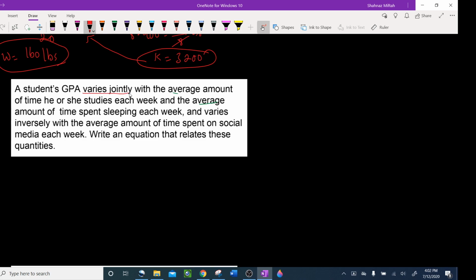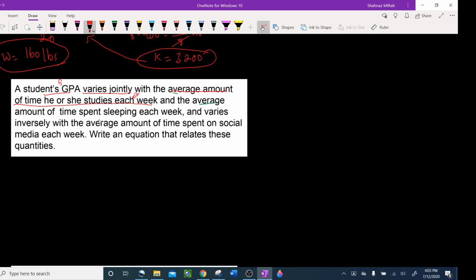So we're going to do varies jointly, which means we are going to put together some of the variables. The average amount of time he or she studies each week. Let's do for students' GPA, I'm going to use the variable G, varies jointly with the average amount of time he or she studies each week. This whole thing I'm going to represent by S.